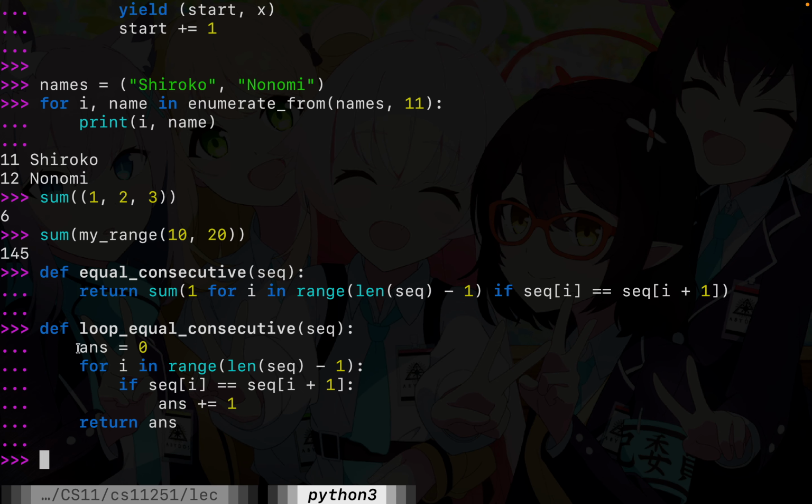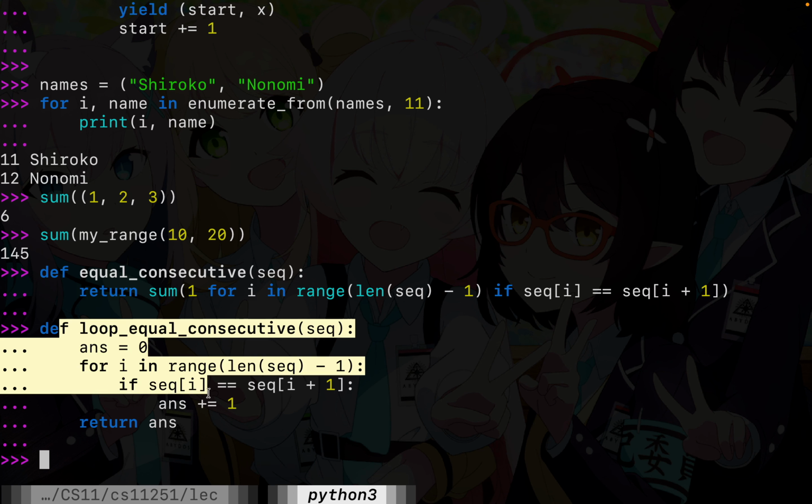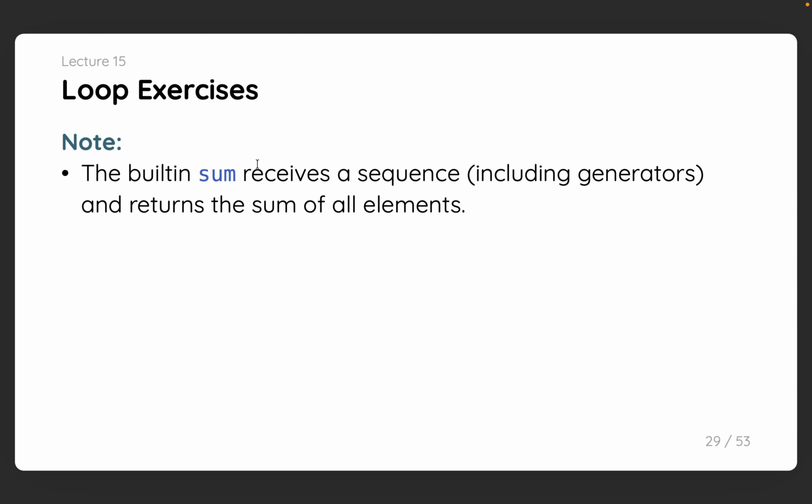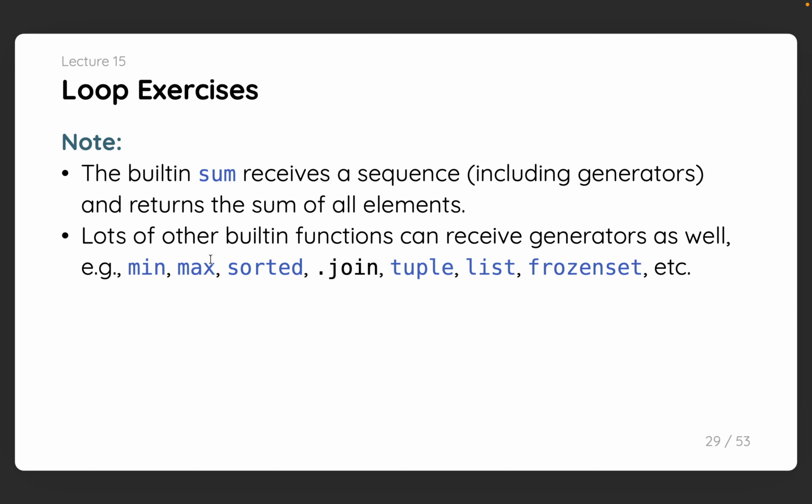And if we add up all of those 1s, that's the same thing as if we started with 0, then we incremented by 1 every time it satisfied this condition. So these two do the same thing. Again, sum receives any sequence and returns the sum of everything inside of it.